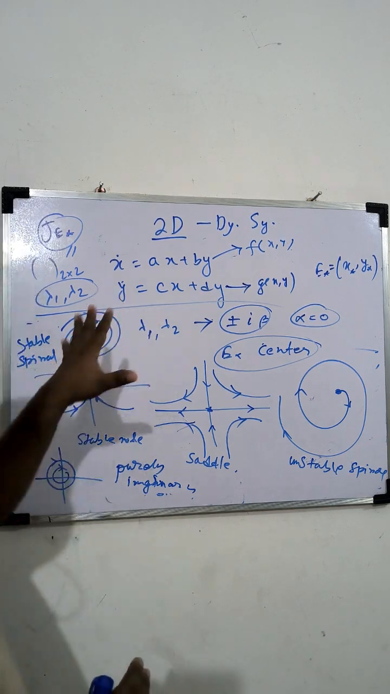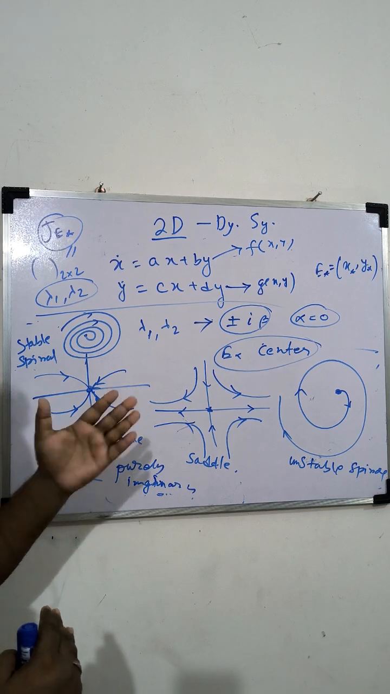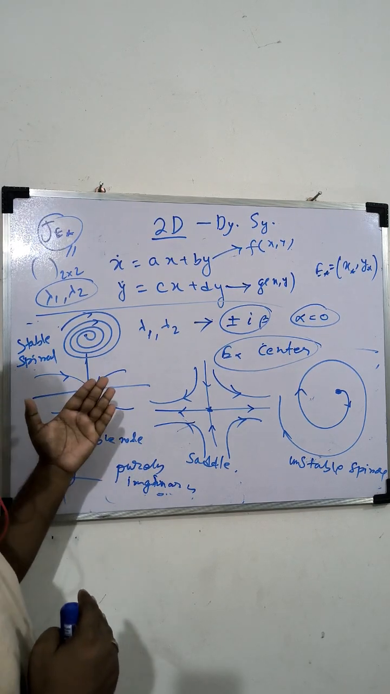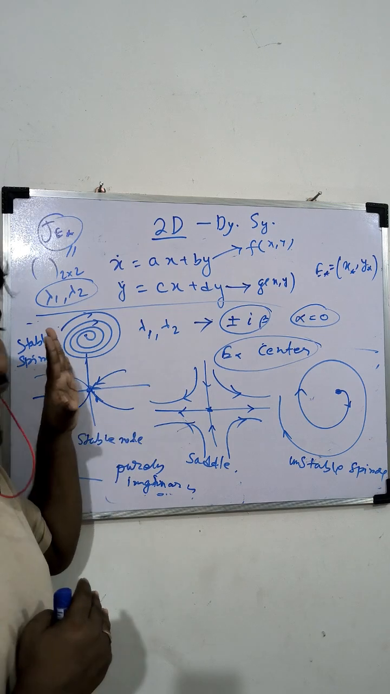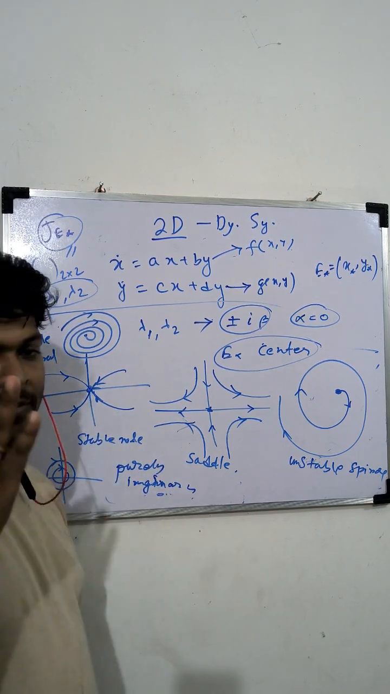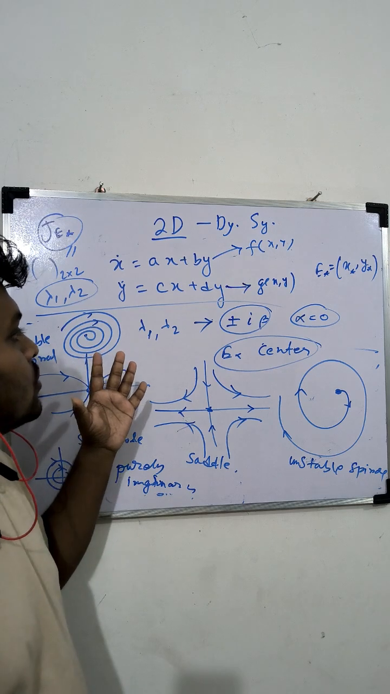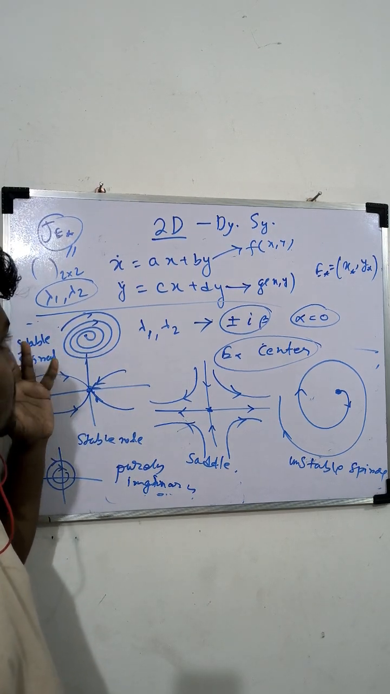I will discuss briefly the characteristics of two-dimensional dynamical systems and the types of equilibrium point through eigenvalues and eigenvectors in the next lecture. So it will be very beneficial for the students who are investigating predator-prey dynamics or dynamical systems.